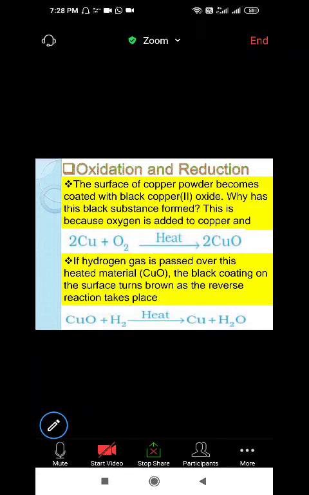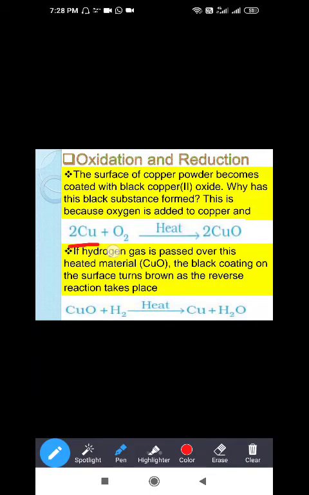Here you can see in the chemical reaction, there is copper and oxygen, and this is a combination reaction where the copper and oxygen are getting mixed with each other. You can see the oxygen is added on the surface of copper, right? That's why this is an example of the oxidation reaction. Here the oxygen is getting added into the reaction.